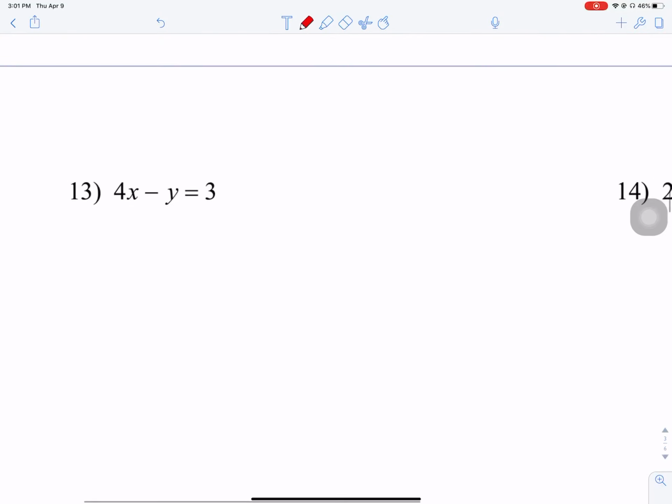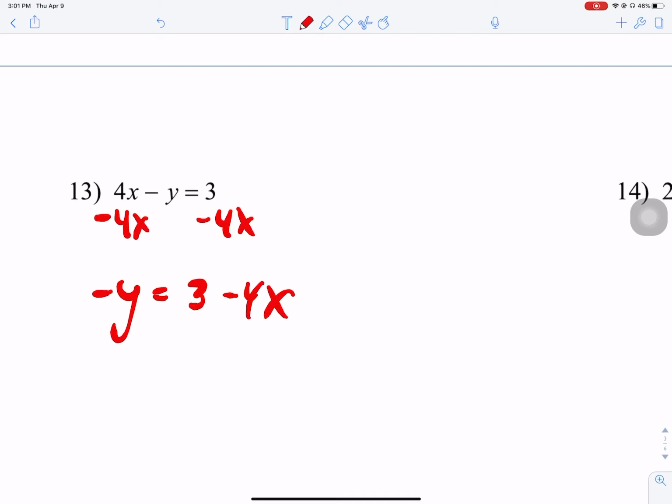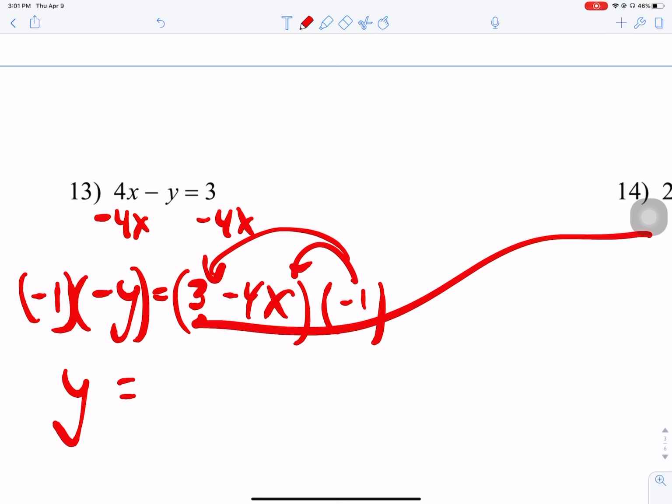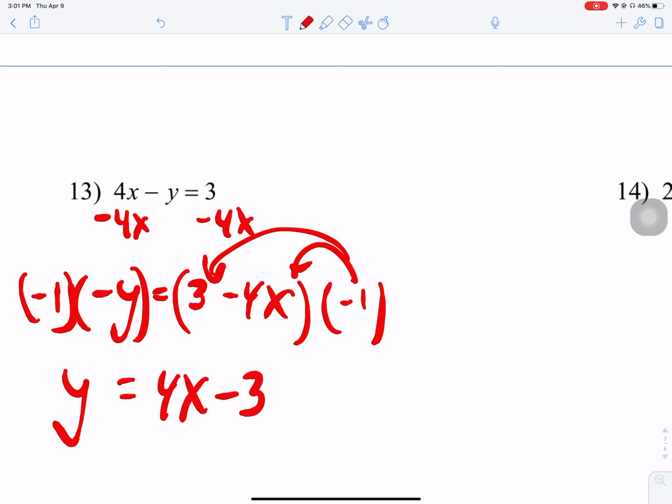Here, we're solving. This one's a little more tricky. Minus 4x, negative y equals 3 minus 4x. You got to get rid of that negative on both sides, because a negative times a negative is a positive. Once I do the other, I have to distribute this negative in, which means the 3 becomes a negative, and the negative 4x becomes a positive. So y equals 4x minus 3.